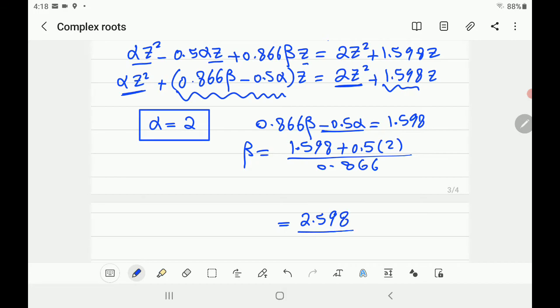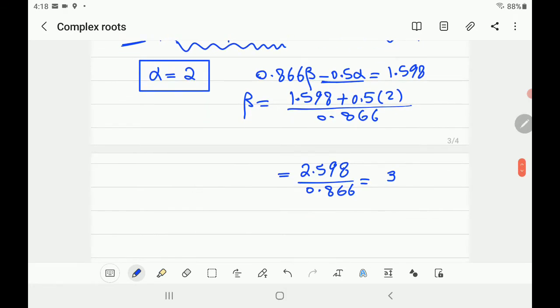2.598 divided by 0.866. I'm going to calculate it. See, I'm having MATLAB in front of me. I want to save your time. 2.598 divided by 0.866, I get 3. Even 3. All right. So now I have beta is equal to 3.